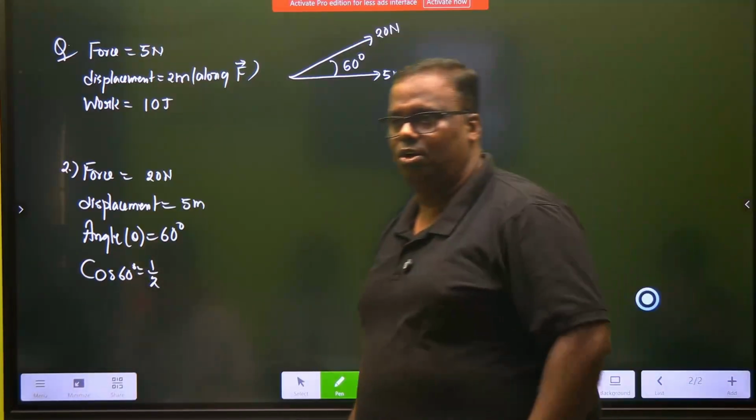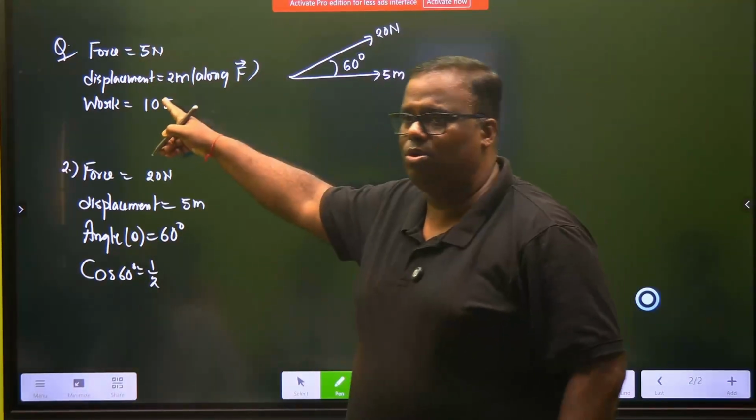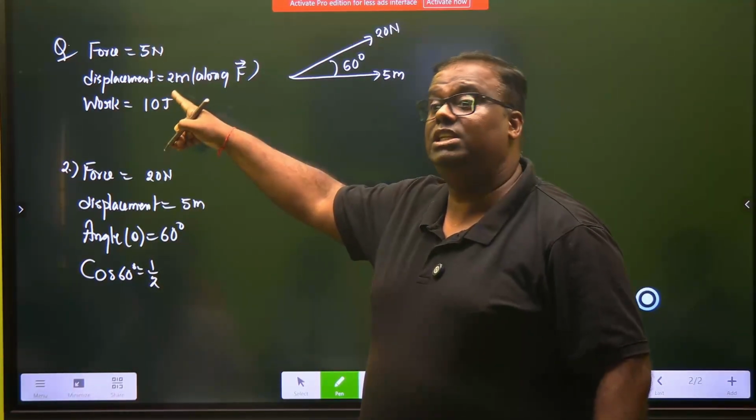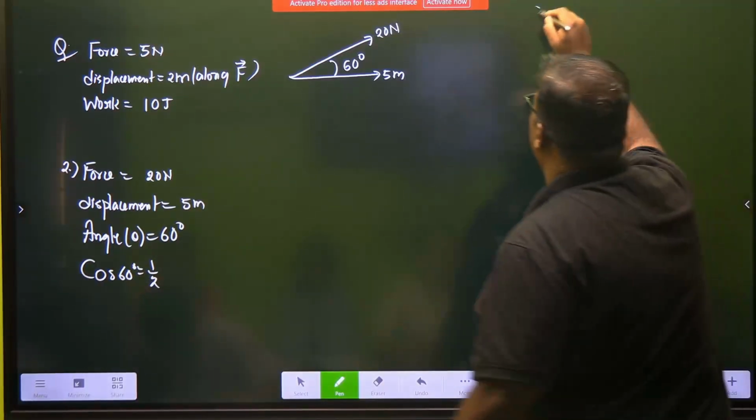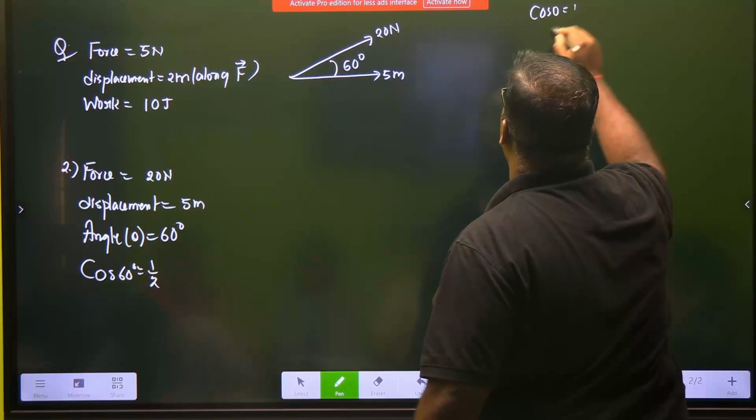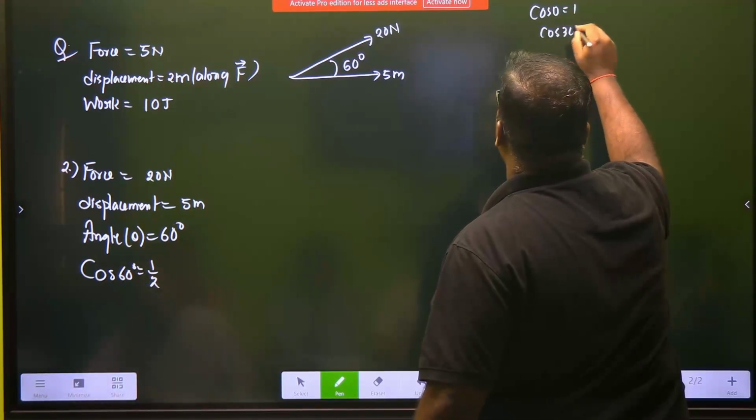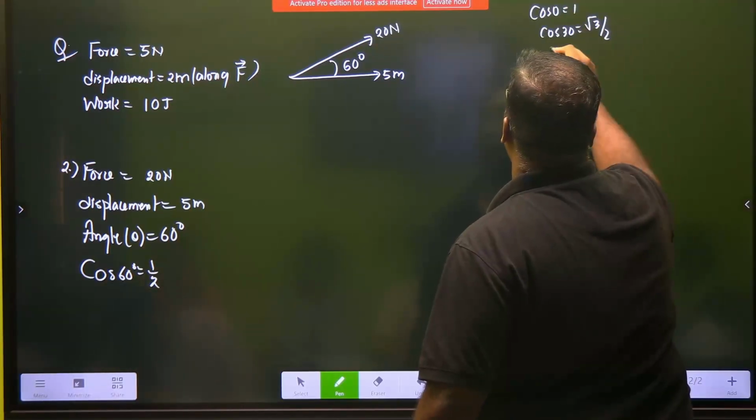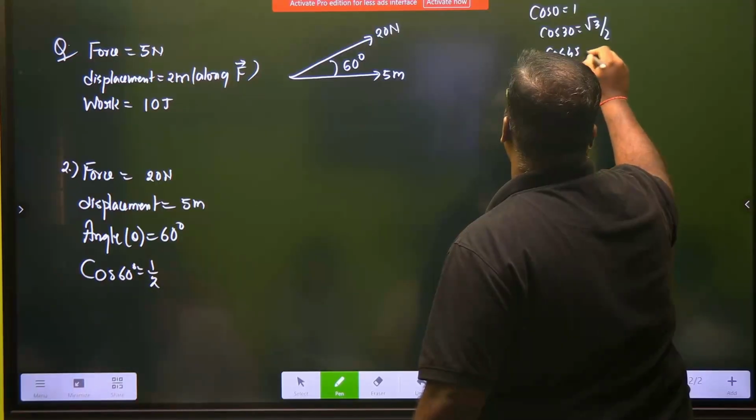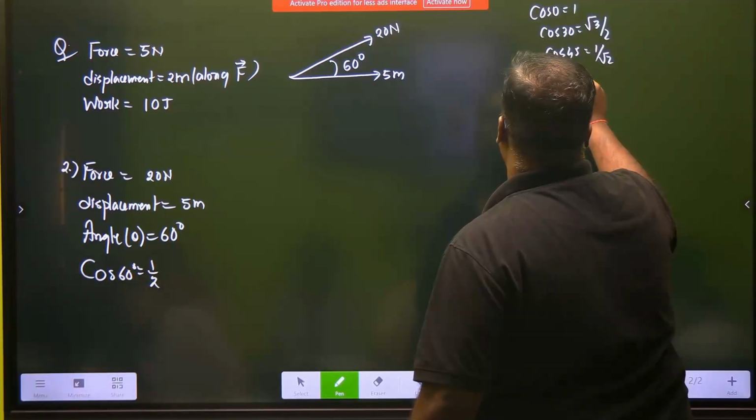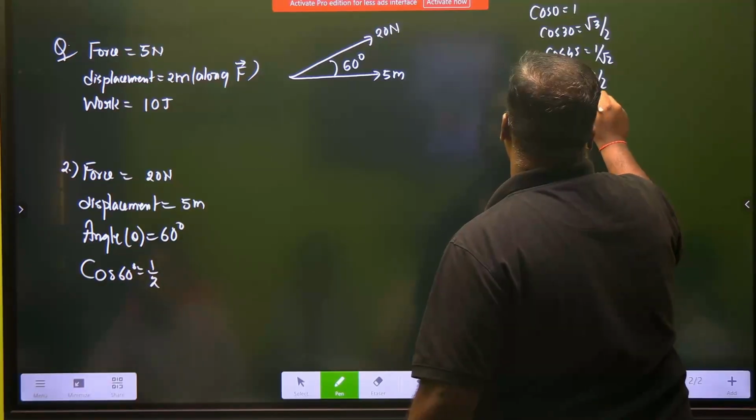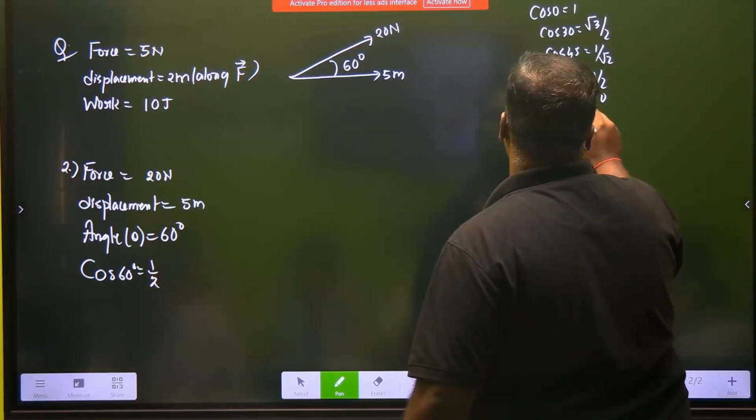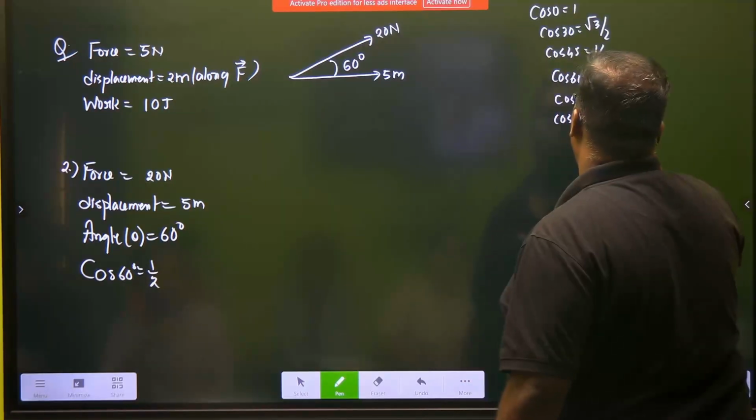Fs cos theta. Always apply. Here also it is Fs cos theta, but theta was 0 in this case. Cos 0 is 1. You remember some formulas. Cos of 0 is equal to 1. Cos 30 is root 3 by 2. Cos 45 is 1 by root 2. Cos 60 is equal to half. Cos 90 is 0. Cos 180 is negative 1.